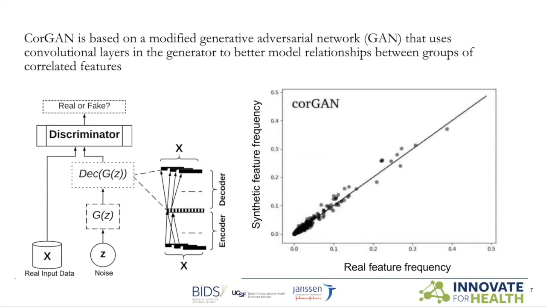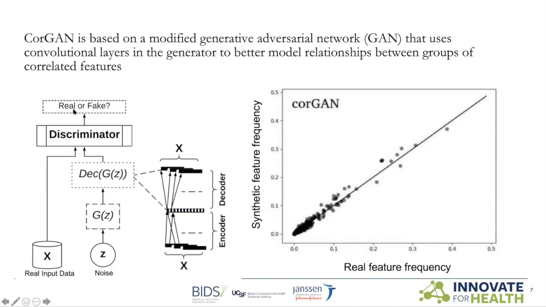The other side of synthetic data generators are those based in more machine learning frameworks. For this one, I'll use CorGAN, which is a modified generative adversarial network, or GAN, that uses convolutional layers within the generator to better model relationships between groups. The intuition here is that using convolutional layers within a generator, within a GAN, can help you better model correlations between multiple different features.